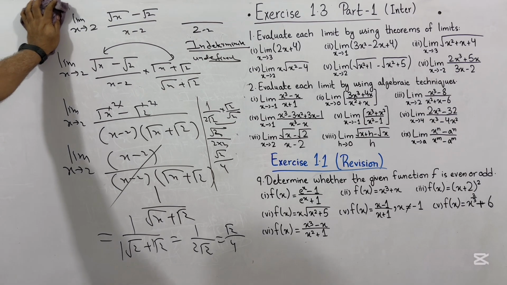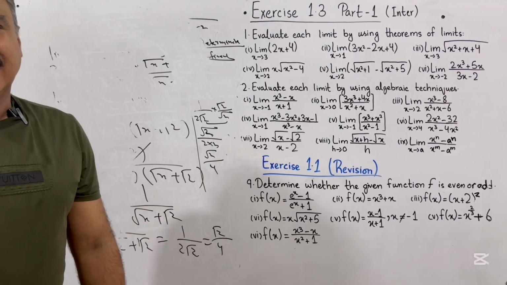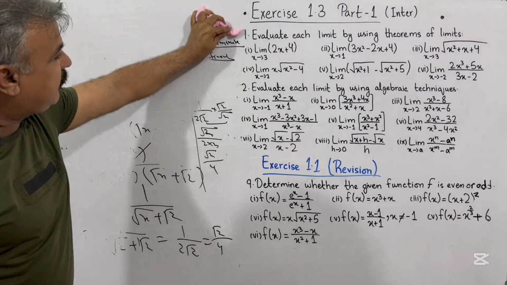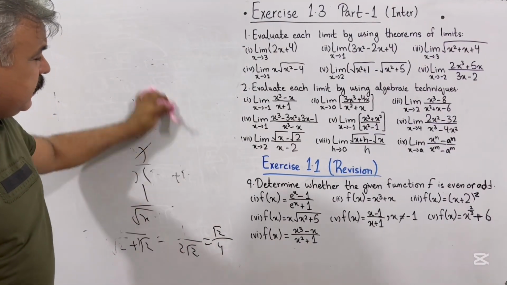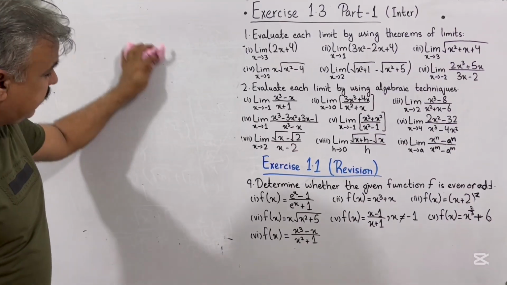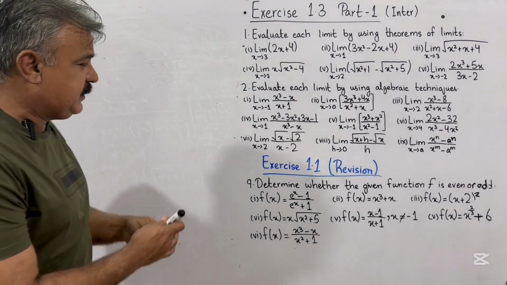Moving towards the next question. This can be done in another fashion. All of a sudden the light went out. We are commencing where we have left. Let me refresh this question: question number 2, part number 7. Limit x tends to 2 of root x minus root 2 over x minus 2. We have solved this question by rationalization.